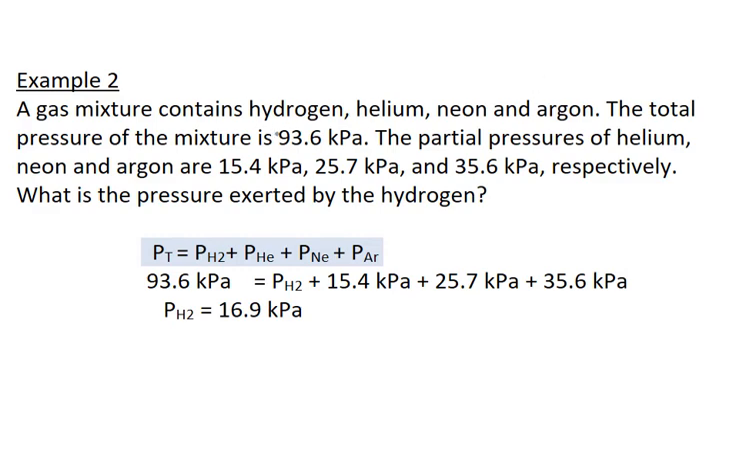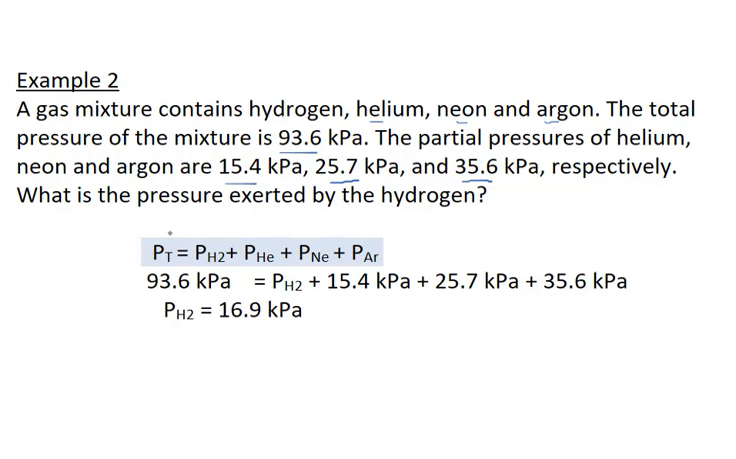In example 2, we've got a mixture that contains hydrogen, helium, neon, and argon. This time we're given that the total pressure is 93.6 kilopascals, and we're given the partial pressures of helium, neon, and argon. We would like to know what pressure is exerted by the hydrogen.